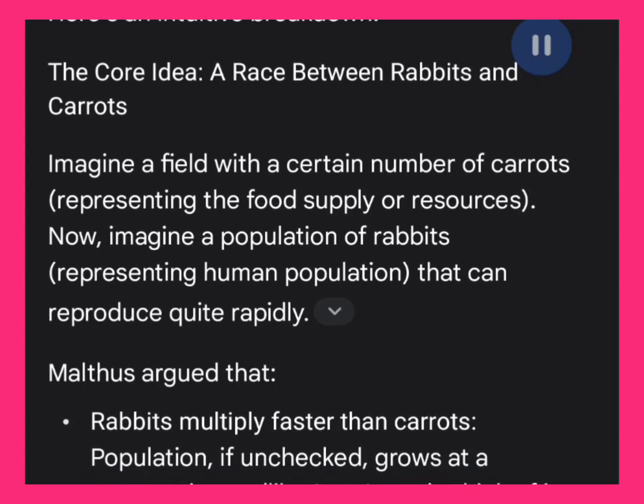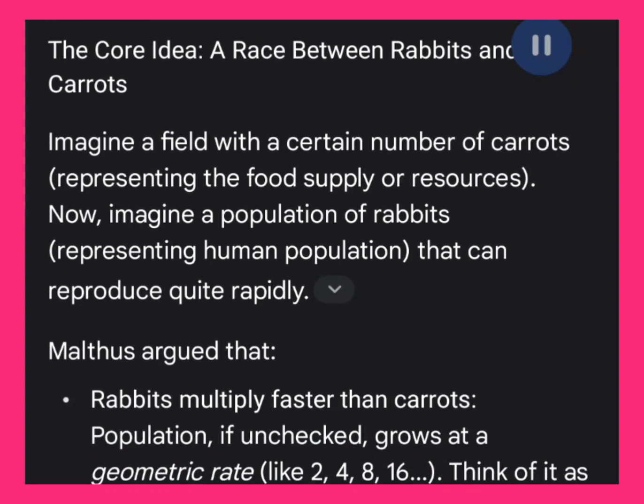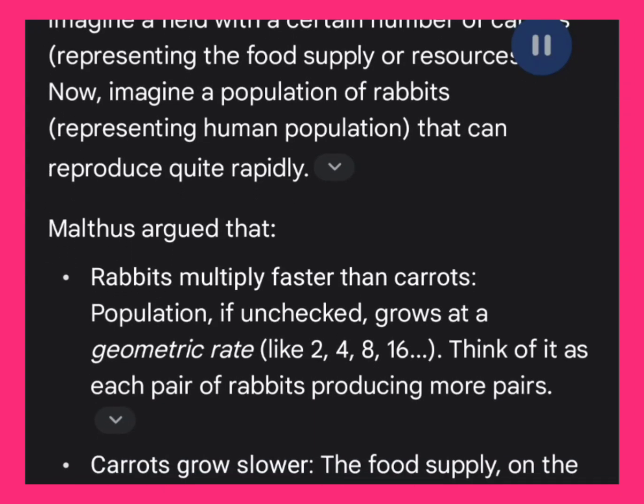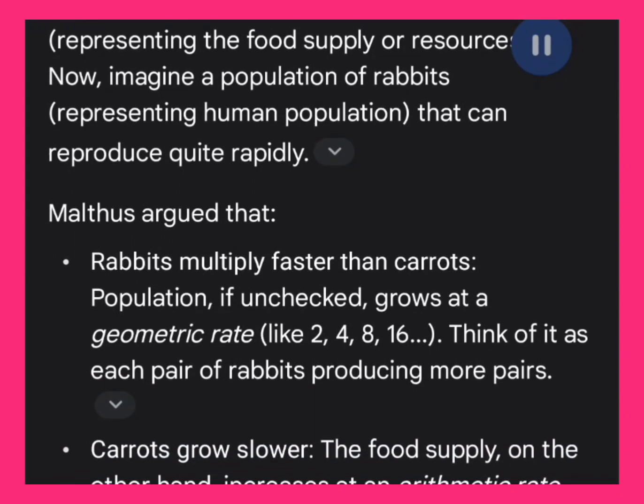Imagine a field with a certain number of carrots, representing the food supply or resources. Now imagine a population of rabbits, representing human population, that can reproduce quite rapidly. Malthus argued that rabbits multiply faster than carrots. Population, if unchecked, grows at a geometric rate, like 2, 4, 8, 16. Think of it as each pair of rabbits producing more pairs.